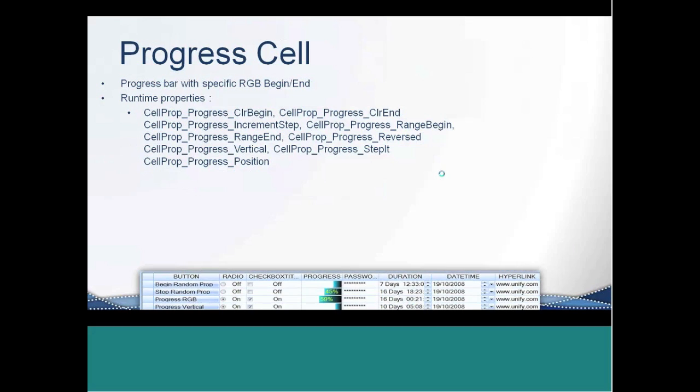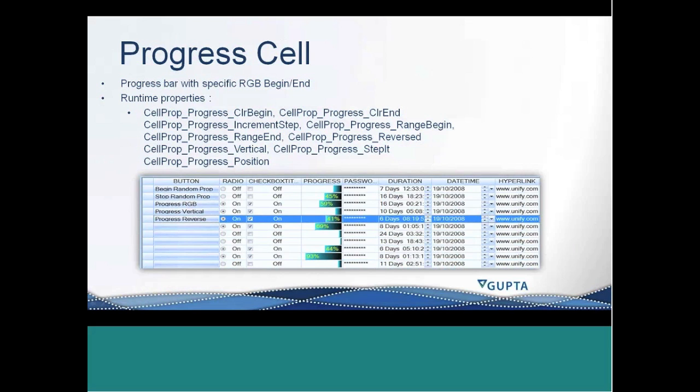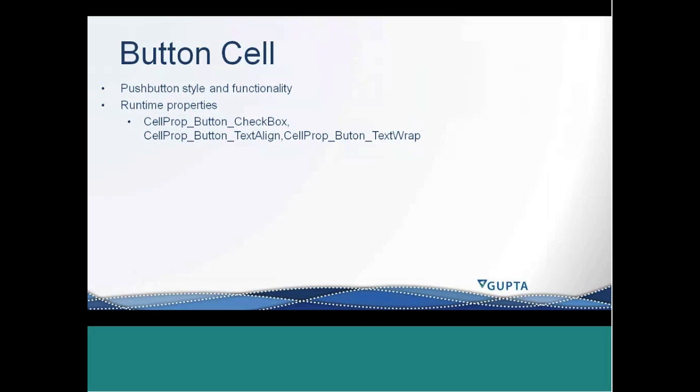The progress cell is a progress bar. It has a specific begin and end color, which again can be set via its runtime properties. And there are many more. For instance, you can set your progress bar to vertical position or horizontal position. You can define colors for begin and end, the increment step, etc. We're going to see a sample about this, which is also available when you install Team Developer, in the samples folder. You can find a complete grid example there where you can play with all those properties. But we're going to have a quick look at a demo soon.